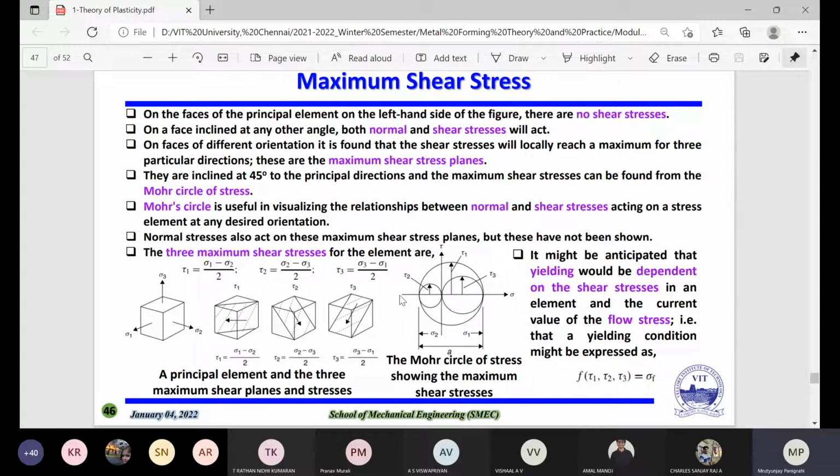Again, because of the flow stress we discussed, sigma f, you have to relate it with the flow stress. So it might be anticipated that the yielding, whatever yield stress we are talking about, would be dependent on the shear stress in an element and the current value of the flow stress. If you compare all these shear stresses, tau 1, tau 2 and tau 3, whatever we have found out here, and you want to relate to the flow stress, you can write sigma f equal to a function of tau 1, tau 2 and tau 3. Is it clear?